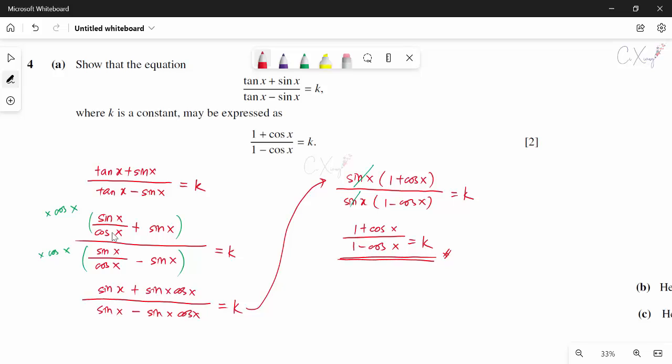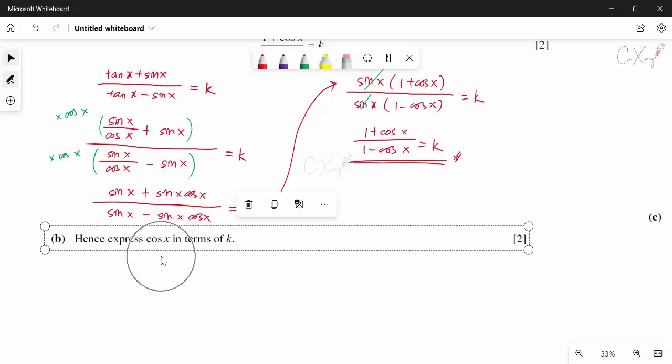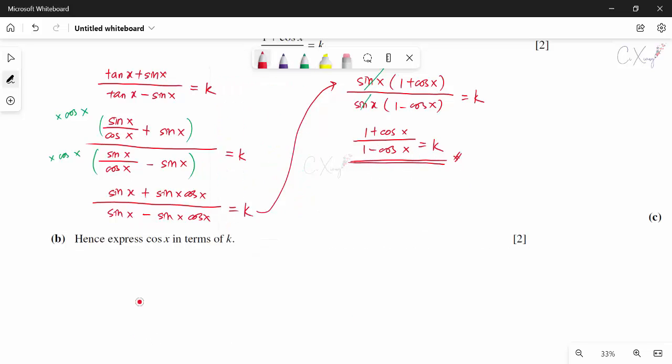Okay, all right. So now we can go to part 2, part B. For part B, they want us to express cos x in terms of k. So that means I need to rearrange my equation into the equation where cos x equals to something with k. So I can continue from the answer that we stopped at here. So I multiply the 1 minus cos x over with the k.